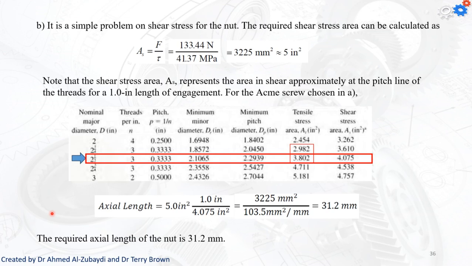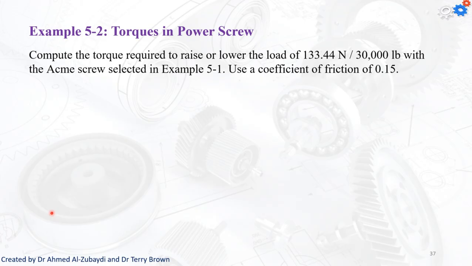We're going to come to another example very soon. Actually, it's going to continue from this question, so it's going to be nice to put them in one video. Now we just need to compute the torque required to raise or lower the load of 133.44 Newton with the Acme screw selected in example 51. Use your coefficient of friction to be 0.15.